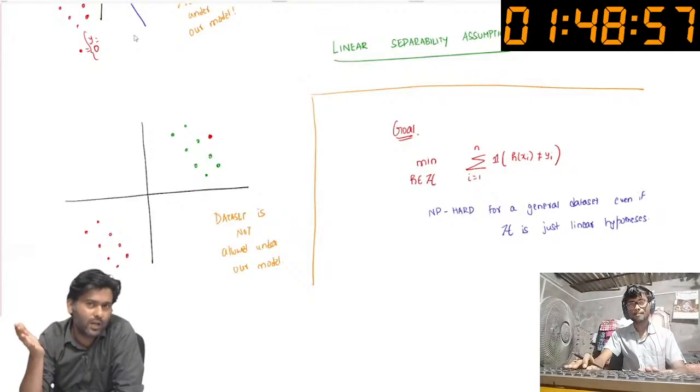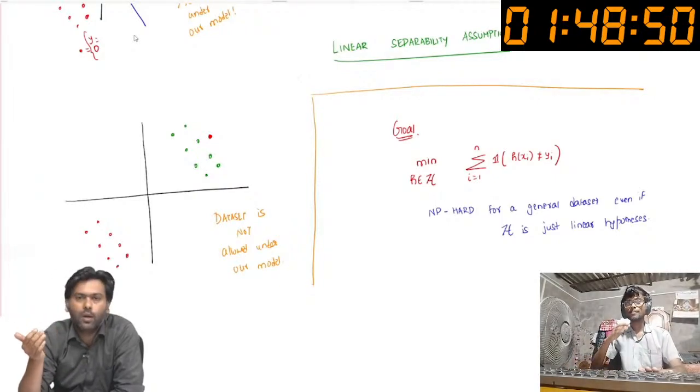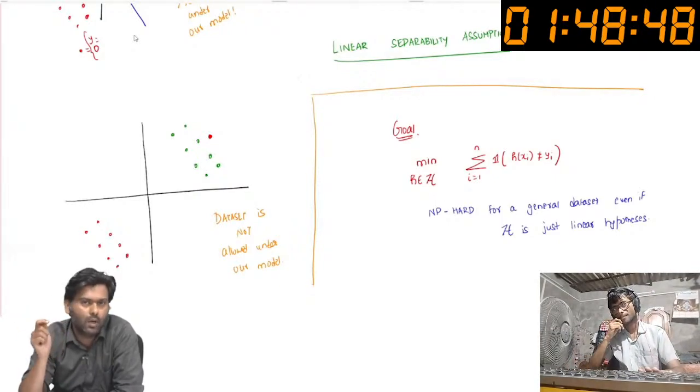Which means that if I give you a general data set, which I'm not assuming comes from any model, a general data set of pairs of x comma y, and I ask you to find that line that makes the least number of mistakes, then that's an NP-hard problem. Even if you have to just find a line, it's still an NP-hard problem. It's a hard problem to solve, right?